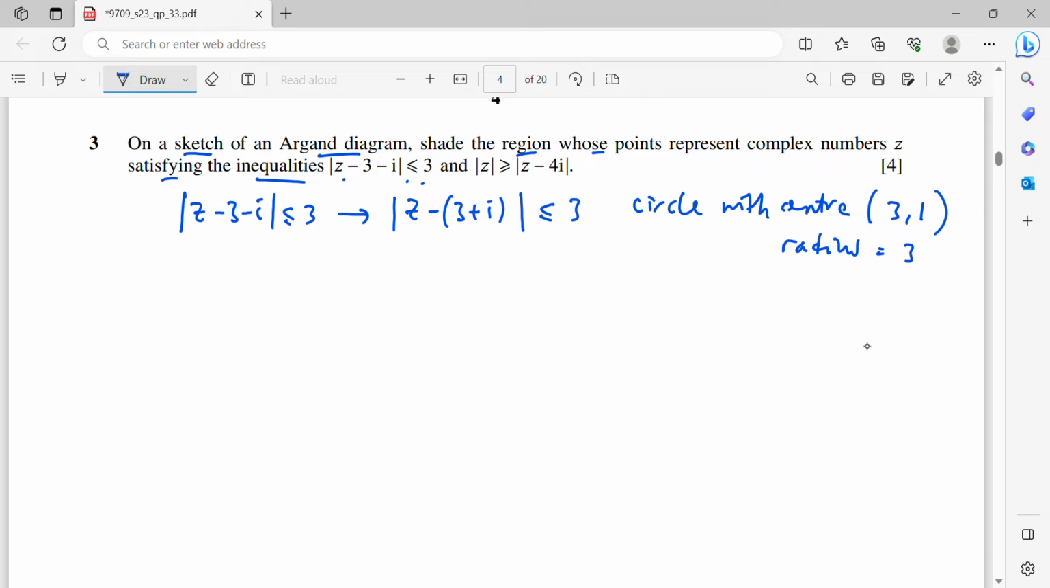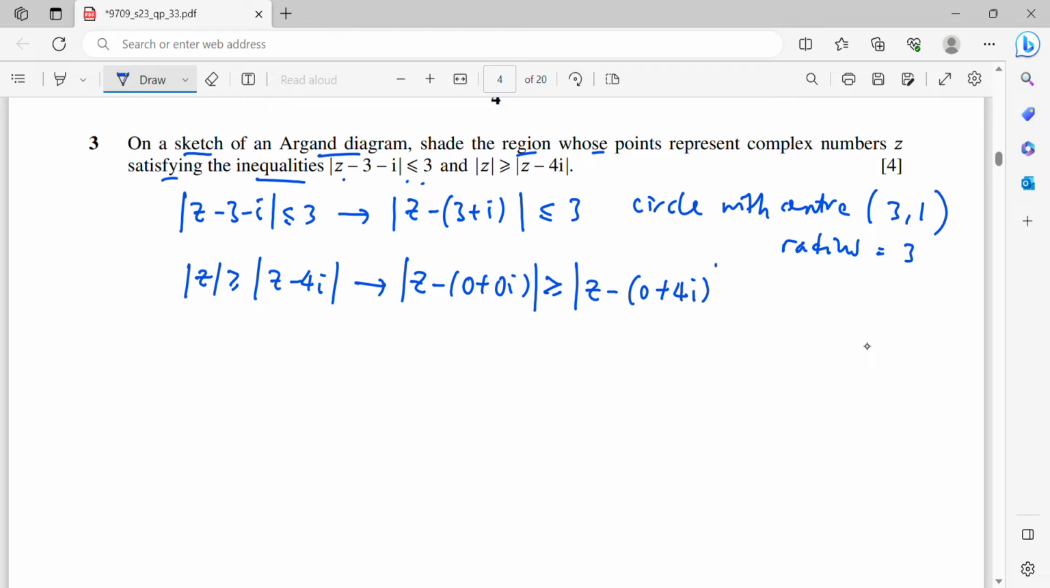Okay, so then for the next inequality, we need to get the points. So I will change to general form, which is modulus of z minus (0 plus 0i) greater than or equal to modulus of z minus, instead of the 4i, you write (0 plus 4i). So from here I will get 2 points. The first point from the left hand side is (0, 0). Then the second point from the right hand side will be (0, 4).